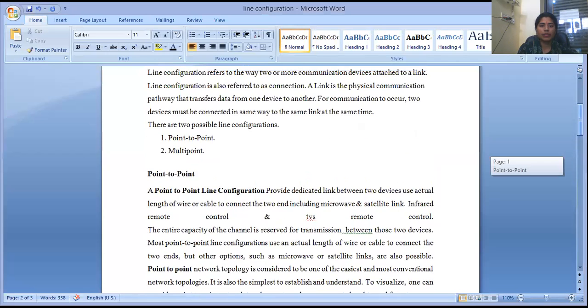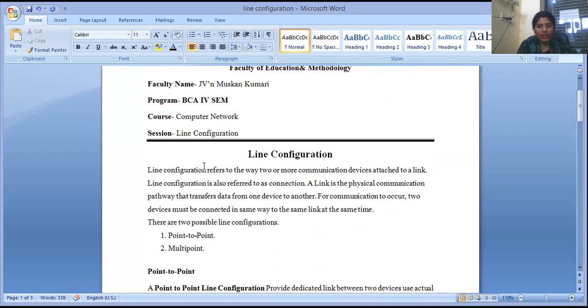Yes, this one. Okay, so here is the line configuration. What is the line configuration? Line configuration basically refers to the way two or more communication devices, that might be computers, nodes, printers, or any other devices, attach to a link. Line configuration is also referred to as a connection. And a link is the physical communication pathway. If you talk about the line, it's just like the link.